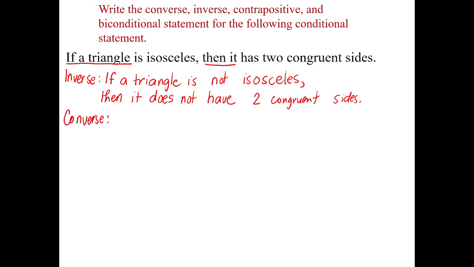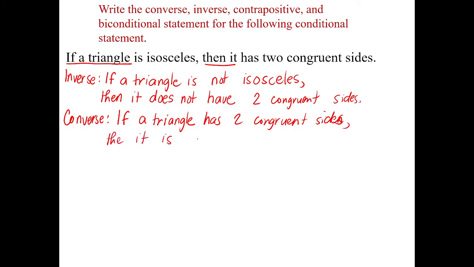Unsa giti converse, class? Interchange. Sige, interchange daw ba? If a triangle. Sumpay. Unsa may sumpay? Very good. Congruent sides. What is the then part? Then it is isosceles, correct? Isosceles. Let's have the contrapositive.